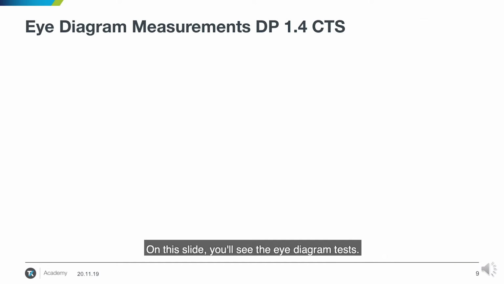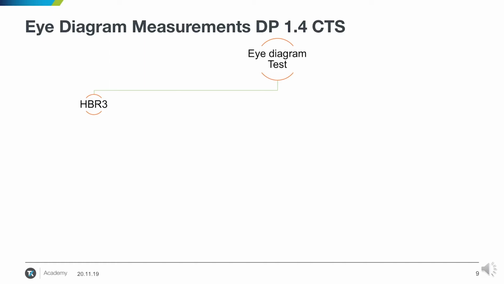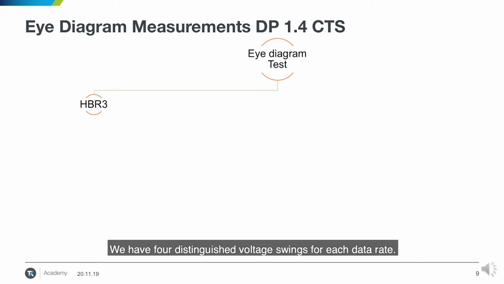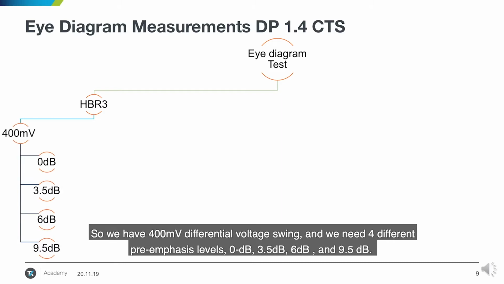On this slide, we'll see the eye diagram tests. Eye diagram tests include 4 data rates. HBR3, we have 4 distinguished voltage swings for each data rate. So we have 400 millivolt differential voltage swing, and we need 4 different pre-emphasis levels: 0 dB, 3.5 dB, 6 dB, and 9.5 dB.